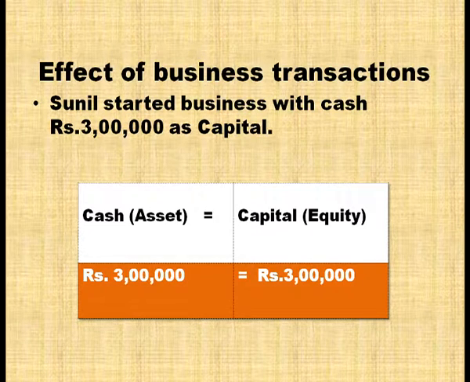Here is a transaction. Sunil started business with cash rupees 3 lakh. So, this is the capital. Let us see the effect of business transaction in the accounting equation. Cash of rupees 3 lakh is coming inside the business and it is in the form of capital. So, accounting equation is satisfied here. Assets equals liability plus capital. On both sides, we have 3 lakh.